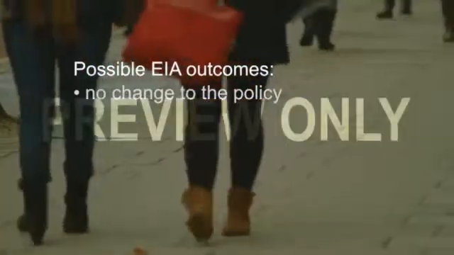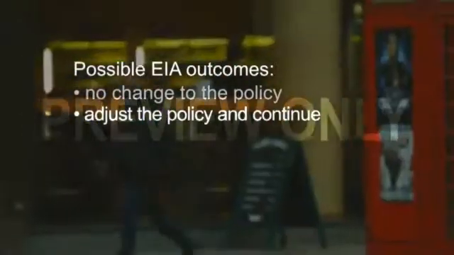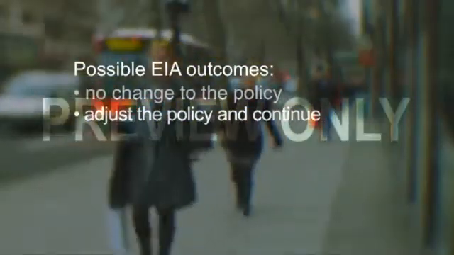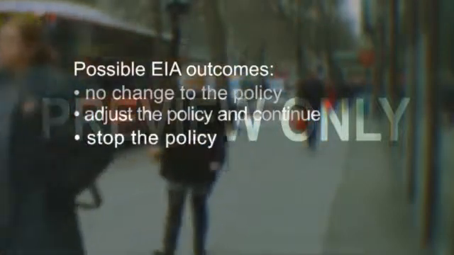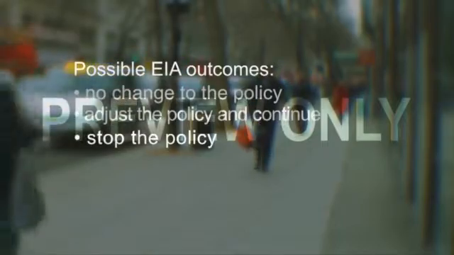The second option is to adjust the policy, to remove the potential discrimination, and then continue with the policy. And finally, you may need to stop the policy altogether if you identify there is an actual or potential unlawful discrimination.